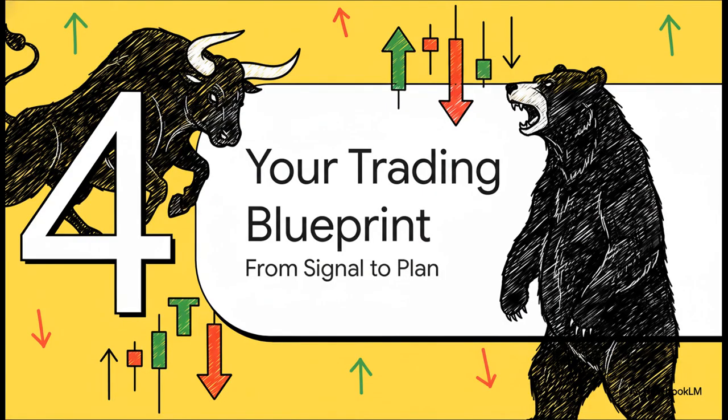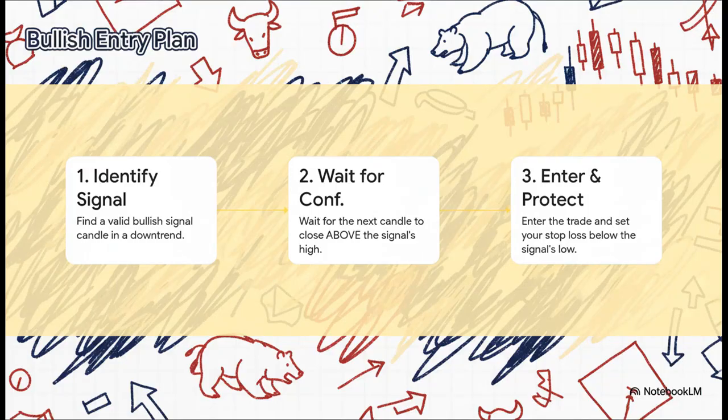Okay, let's put all these pieces together. We're going to take this theory and turn it into a simple, actionable blueprint that you can actually use to plan a trade. So here it is, your 3-step plan. Step 1. You spot a valid bullish signal, like a hammer after a downtrend. Step 2. You be patient, and you wait for the next candle to close above the high of that hammer. That's your confirmation. And step 3, you enter the trade, but, and this is critical, you immediately place your stop loss just below the low of that hammer candle. That way, you've defined your risk right from the get-go.